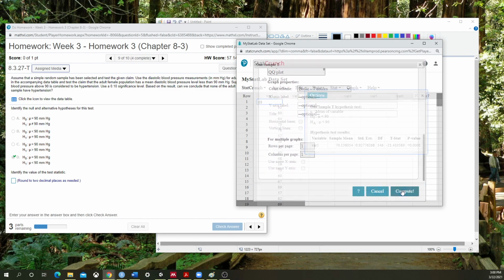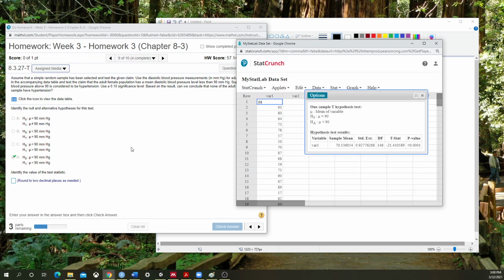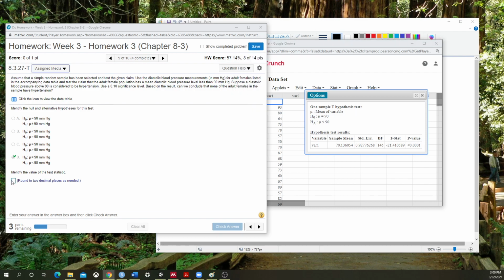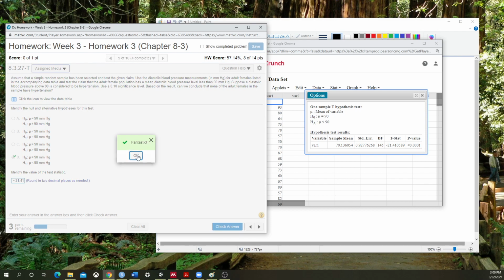Okay, I think that's all I need. I'm going to click compute. Okay, big differences here, very high t-test. Okay, so identify the value of the test statistic. Negative 21.41, to 2 decimal places. Okay, check answer. Fantastic.